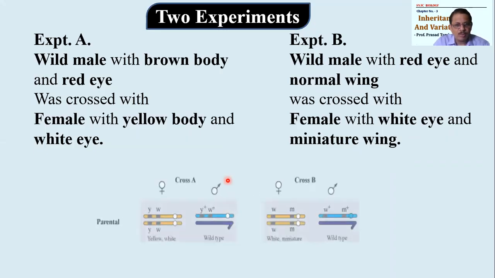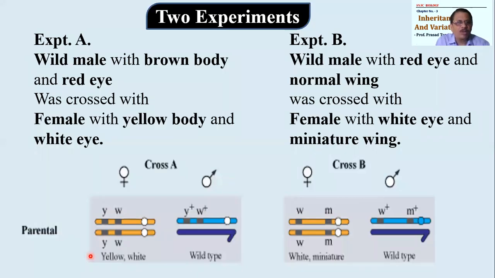ठीक है, अलग अलग experiments में ये अलग अलग कर रहे हैं. So see what is happening, what he has taken. This is he took as a parent generation. So cross A was having this experimental cross, means wild male. Wild male means this, having brown body color and red eye. Brown body color will be indicated with the help of Y plus, and red eye will be indicated with the help of W plus. Female will be having yellow and white, means yellow body color and white eye.